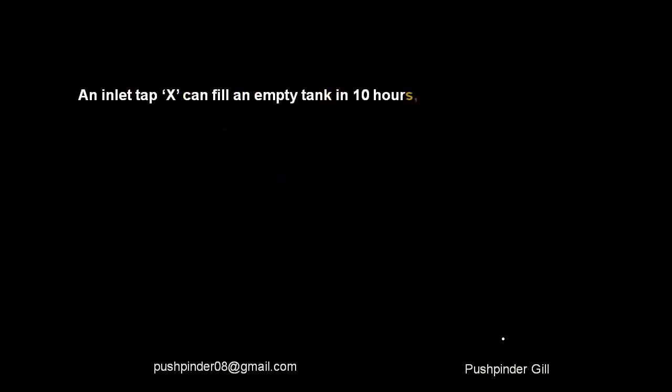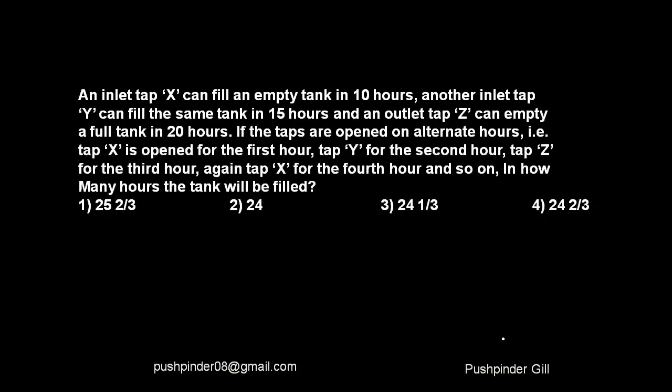Let's see one more question over here. An inlet tap X can fill an empty tank in 10 hours. Another inlet tap Y can fill the same tank in 15 hours. And there is an outlet tap Z which can empty the tank in 20 hours. If taps are opened on alternate hours, that is X is open first, Y is open second, and Z is open third, how many hours is going to be taken? This question is a little bit different because there is an outlet tap, which empties the tank. So let's see this question.